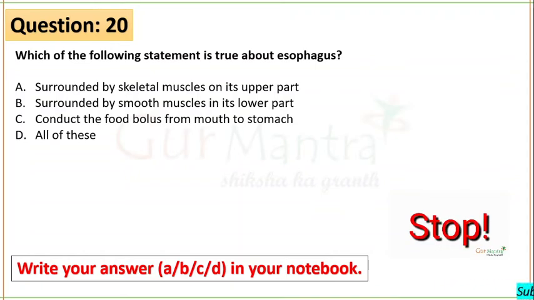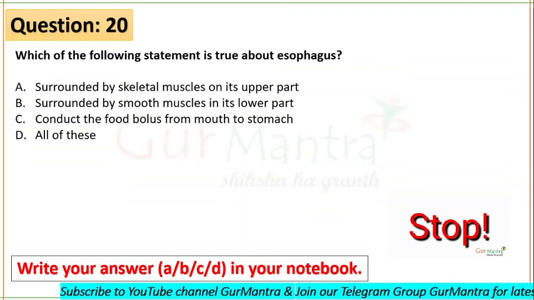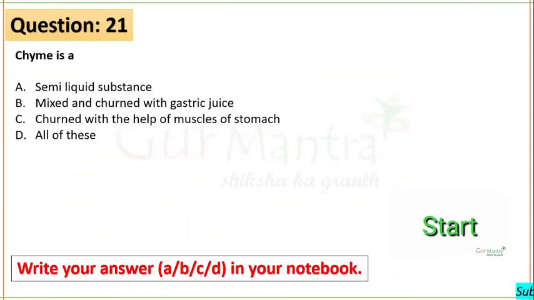Which of the following statements is true about the esophagus? Yes, it is surrounded by skeletal muscle on its upper part and by smooth muscle on its lower part, and it conducts the food bolus from mouth to stomach. So all of the above statements are right. These are your correct options. Next question is on your screen.